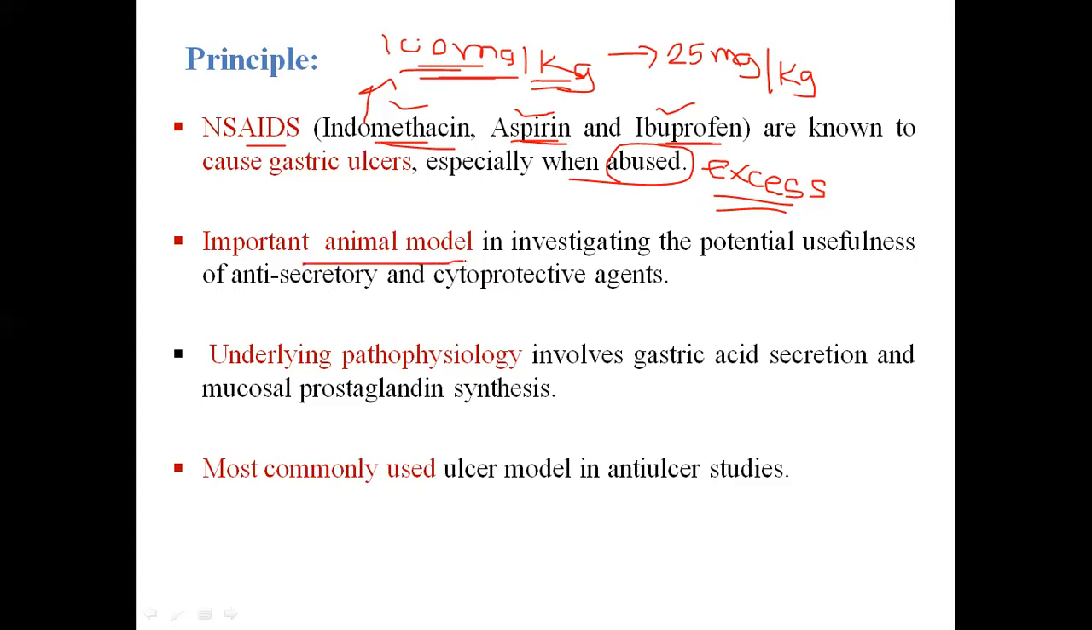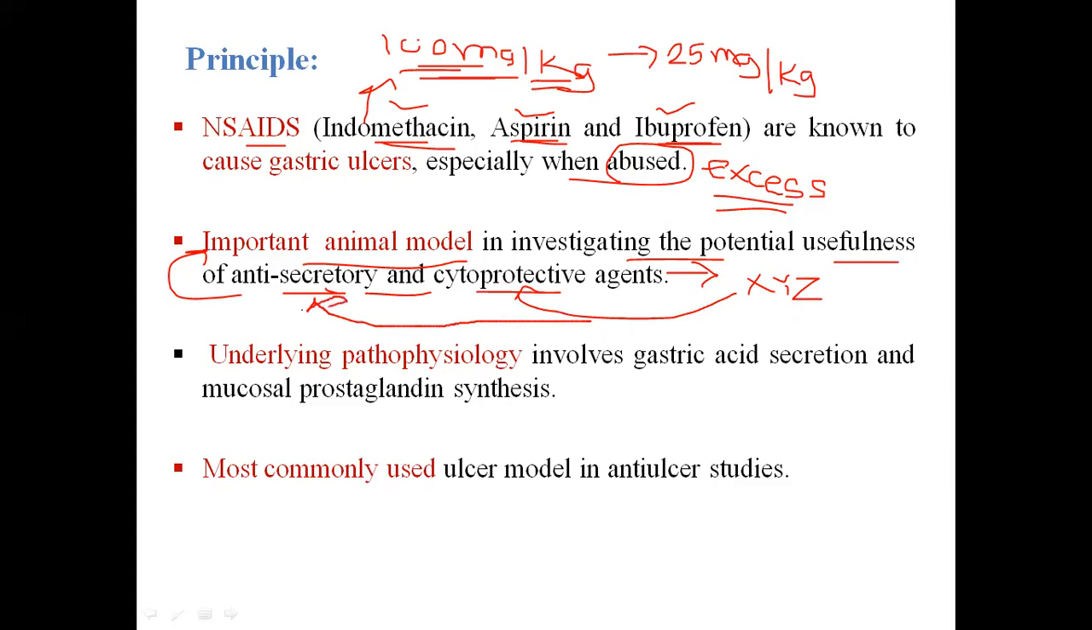Now this is an important animal model in investigating the potential usefulness of anti-secretory and cytoprotective agents. These are agents, but they have not been assessed. So we are assessing these with the help of this animal model. For example, if you have XYZ extract and you hypothesize that this may be cytoprotective or anti-secretory, you can assess these two qualities of the drug with the help of this animal model.